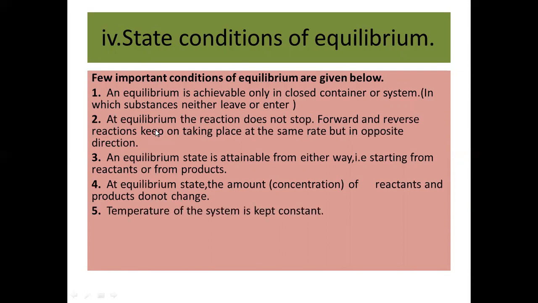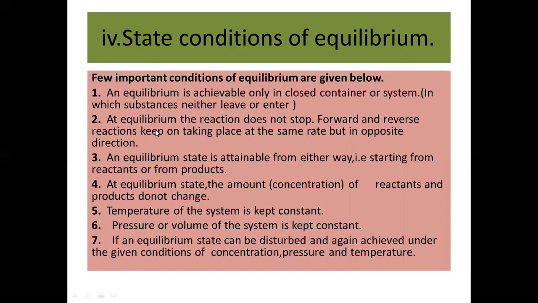Temperature of the system must be kept constant. Concentration must be kept constant. Pressure must be kept constant. And if you change any one of these conditions, then the equilibrium will be disturbed. But the equilibrium can again be achieved under the given conditions of concentration, pressure, and temperature. If you do not change any of these conditions again, then a new equilibrium will be achieved.